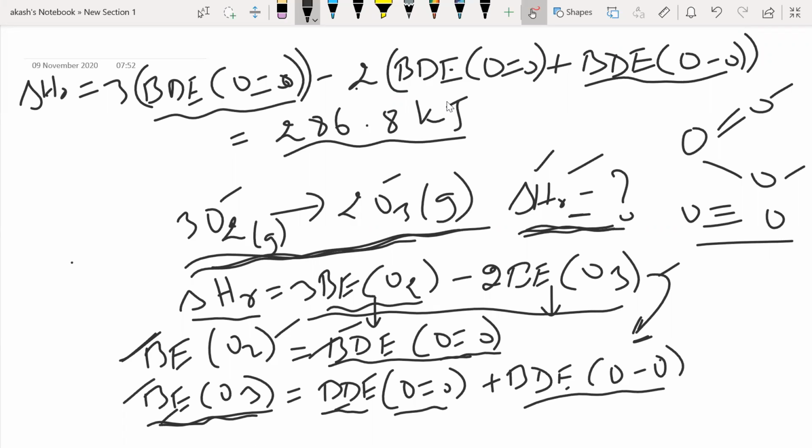So hope everybody understood how we went about it. What you just did, the small thing: you just connected your bond enthalpies with your bond dissociation enthalpies. That's it, and you just substituted. As simple as that. Yes, everybody understood? Yes, sir. Okay, fine.